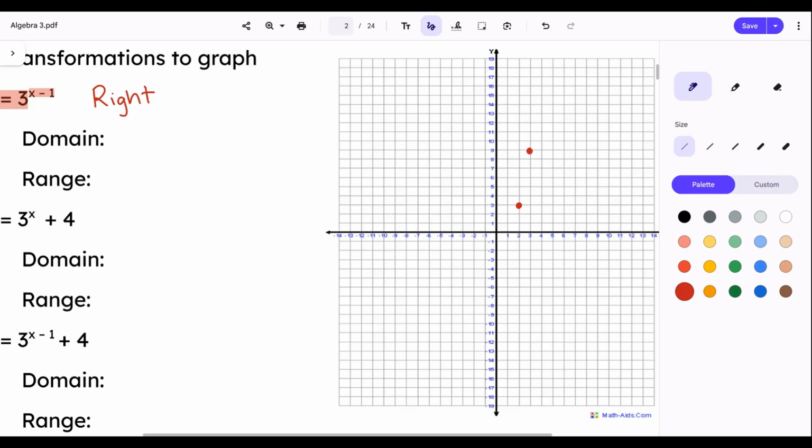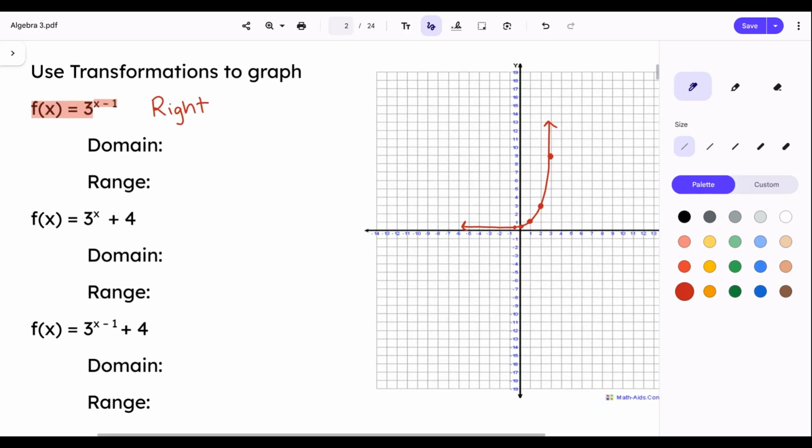So the next one I have was at (0, 1), so I'm just going to go right 1. And then those next ones would start to get really close to 0, but you can kind of see how this whole graph just shifted right 1. Now when I draw this in, it's still not going to cross the x-axis. So let's keep that in mind as we answer the questions over here about domain and range.